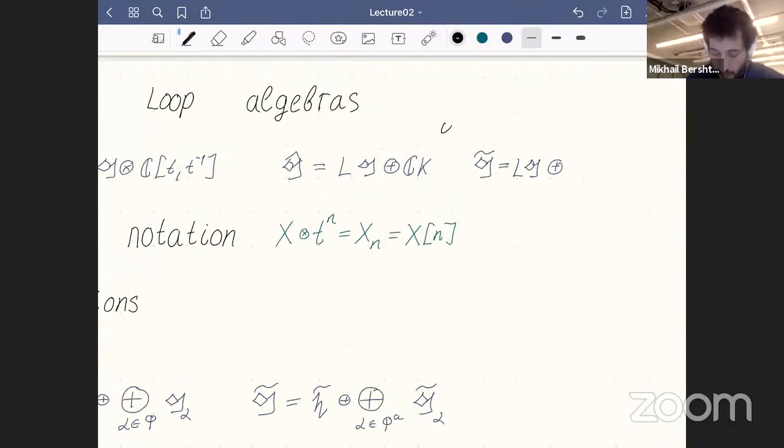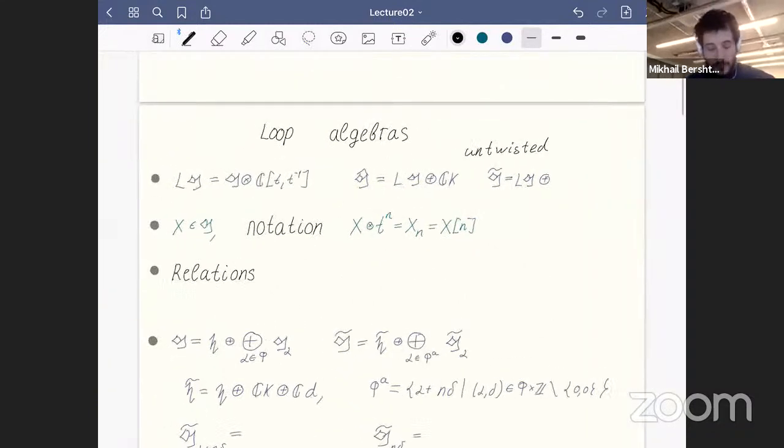If you know what twisted means, then we will not have such algebras. If you don't know, it's even better.